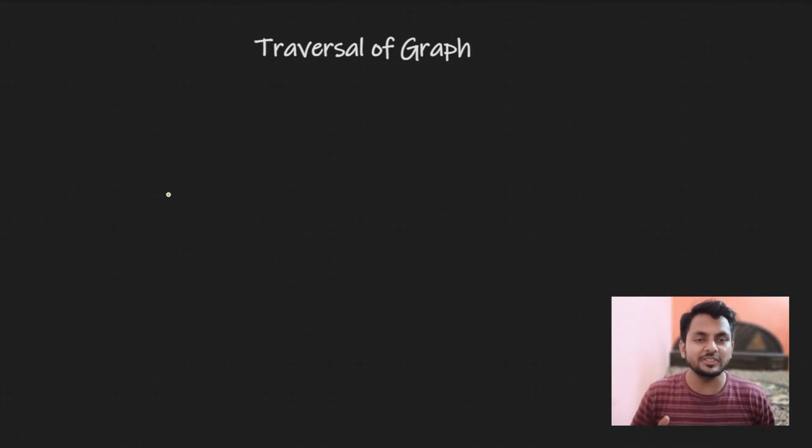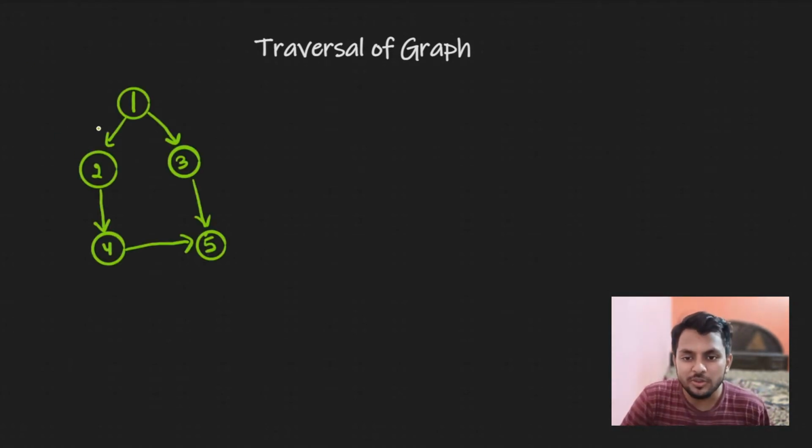So what is depth first traversal? As the name suggests, depth first. We will go along the depth of the first branch and then we will go to the second branch. For an example, let's take this graph.